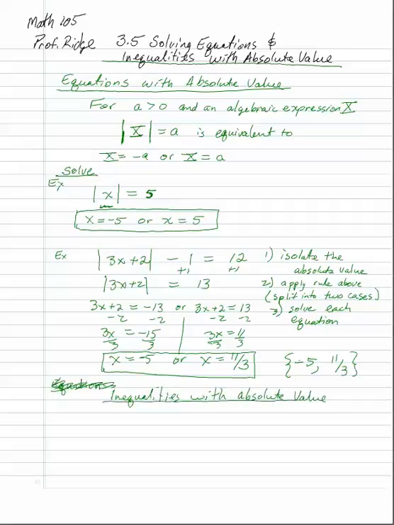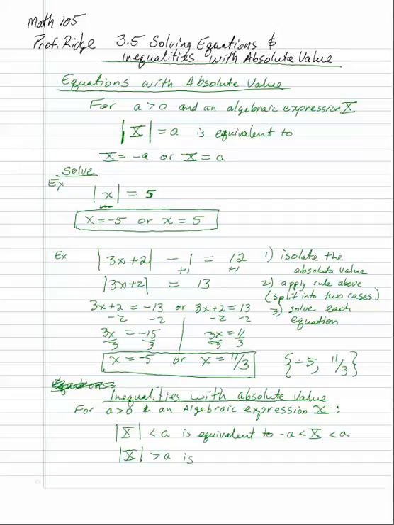Okay, so now let's look at inequalities with absolute value. Again, if a is positive, a is greater than 0, and you have an algebraic expression x, the absolute value of x is less than a is equivalent to x being between negative a and a. So it's negative a is less than your algebraic expression x, which is less than a.